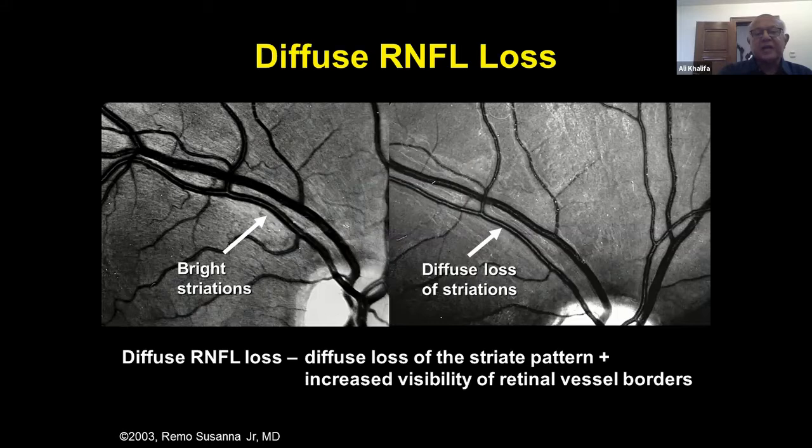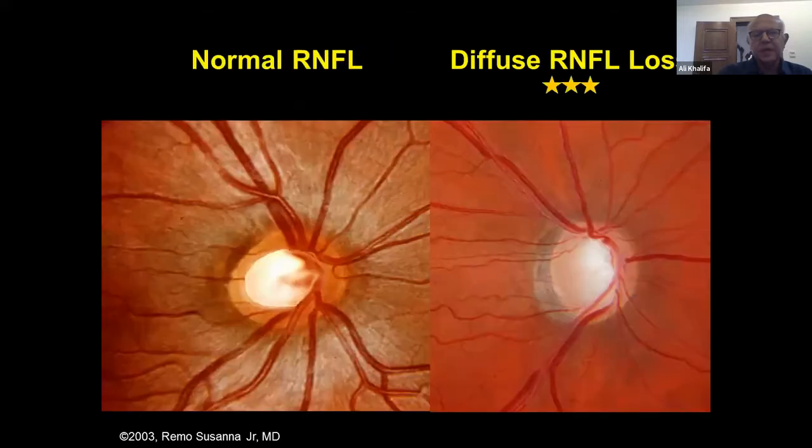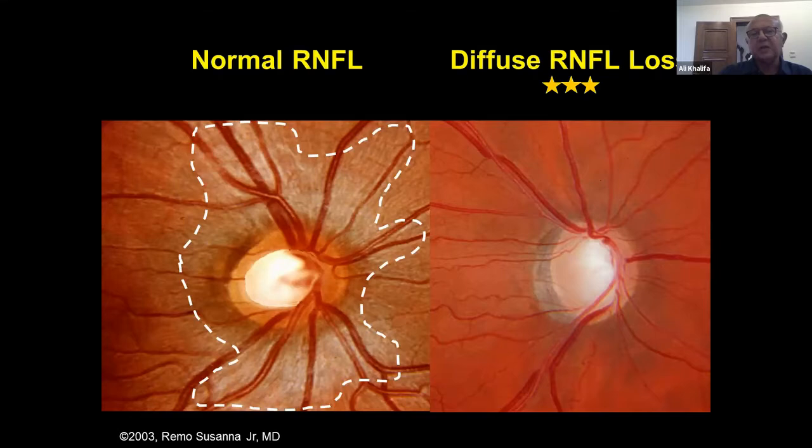These bright striations show normal nerve fiber layers on the left, and when you lose these bright striations, the blood vessels become more prominent and more visible. On the left side, we have a normal retinal nerve fiber layer, while on the right side, we have diffuse retinal nerve fiber layer loss.